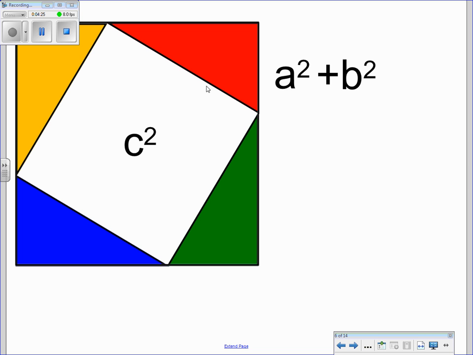But you can also see that because the white area is a squared plus b squared, that a squared plus b squared has to equal c squared. And the reason this is true is that my basic triangle here is a right triangle. It has a right angle.